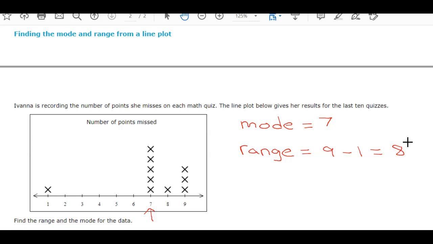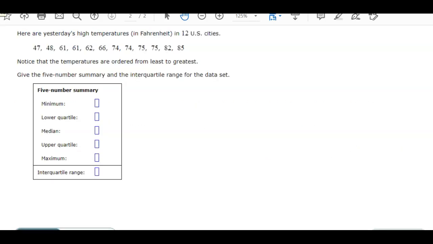All right, moving down to the last one. All right, you guys, this problem here, we're going to have to construct a 5-number summary. I think it says 5-number summary and interquartile range. So it's really easy to do. There's a few steps involved, but it's not difficult. First thing I want us to do is order these numbers from least to greatest. We have to do that for the median, but we're going to need to do that for the lower and upper quartile as well.